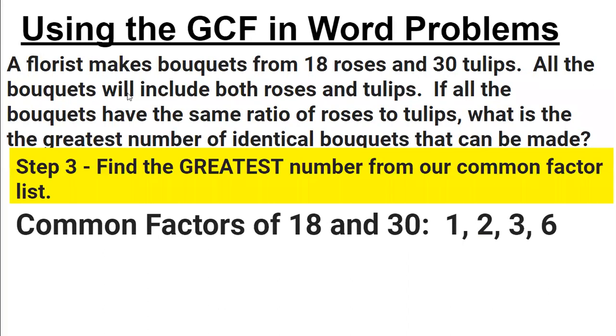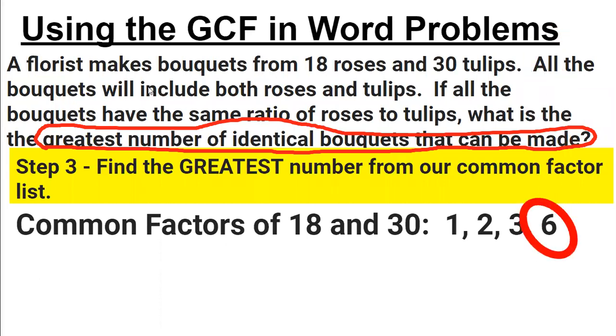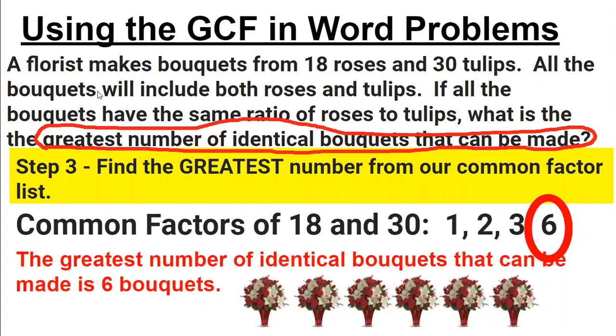Going back to my question now. What is the greatest number of identical bouquets that can be made? Exactly, 6, right? 6 is the biggest common factor, the greatest common factor. There's 6. The greatest number of identical bouquets that can be made is 6 bouquets. 1, 2, 3, 4, 5, 6.